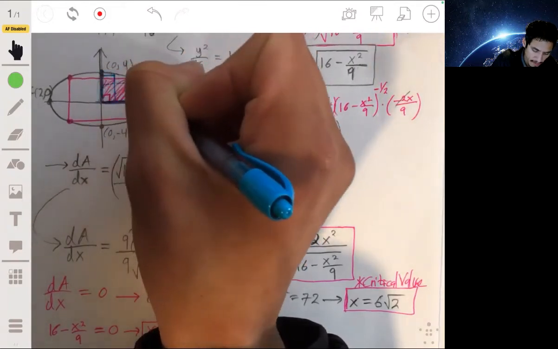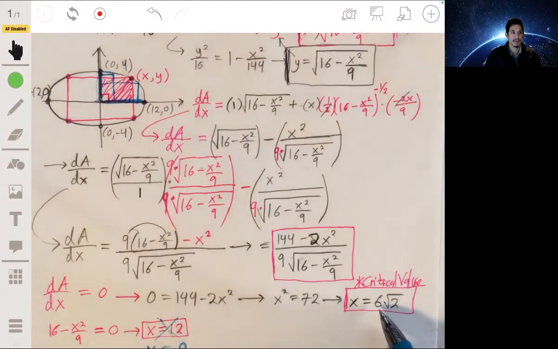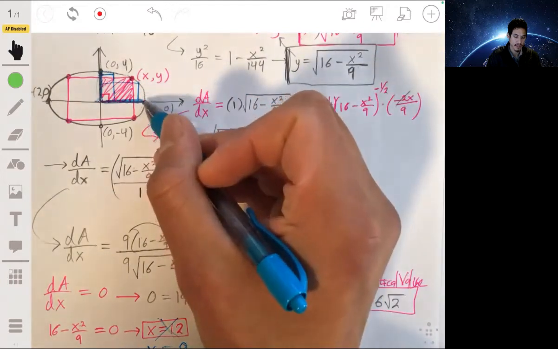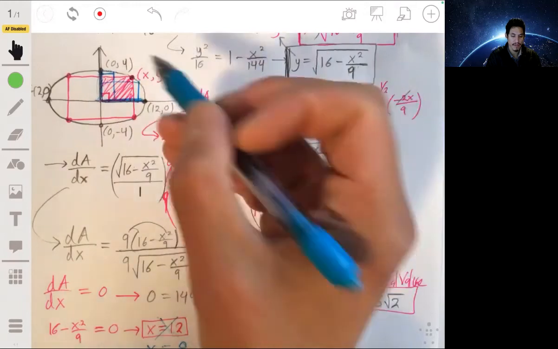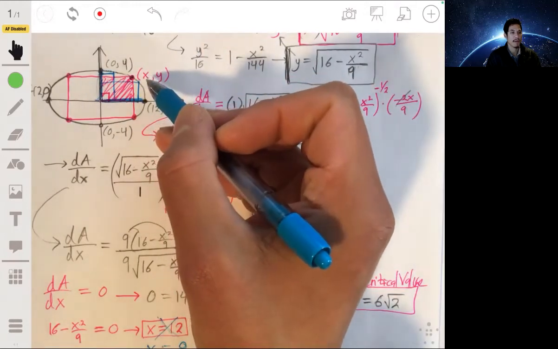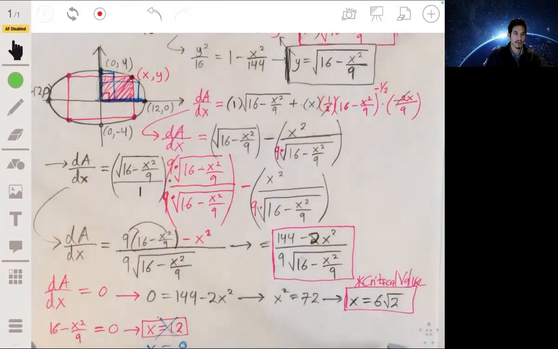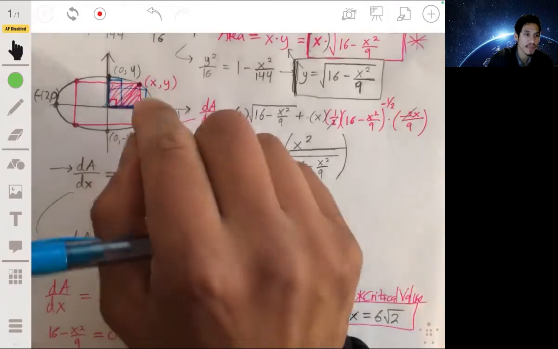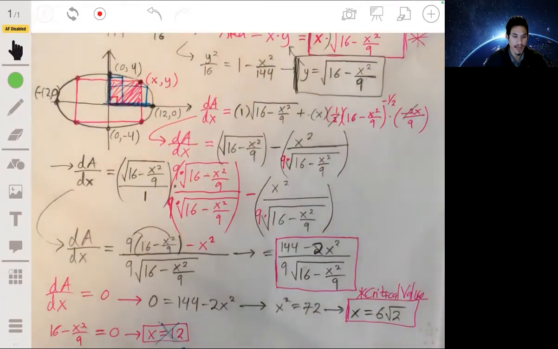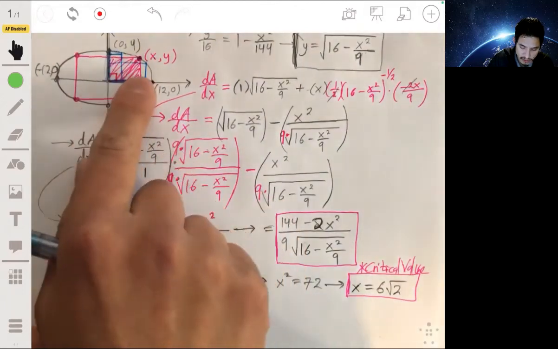Once you get beyond this optimum point, 6 root 2, your area gets smaller and smaller until it gets to that flat line. So the optimum, the biggest area that you'll get, will be when x equals 6 root 2. That'll be the maximum area you'll have. So x will be 6 root 2.